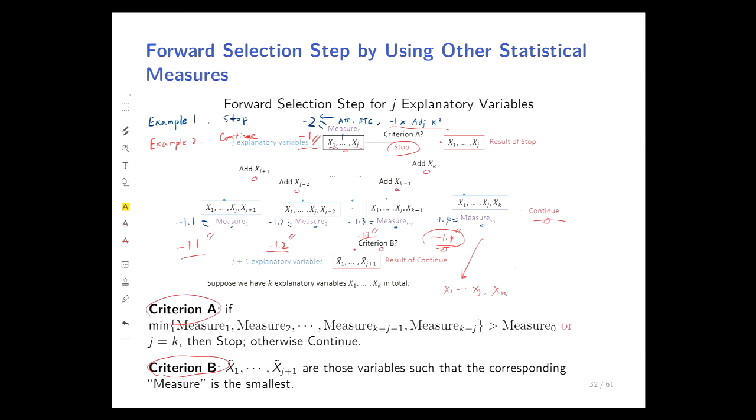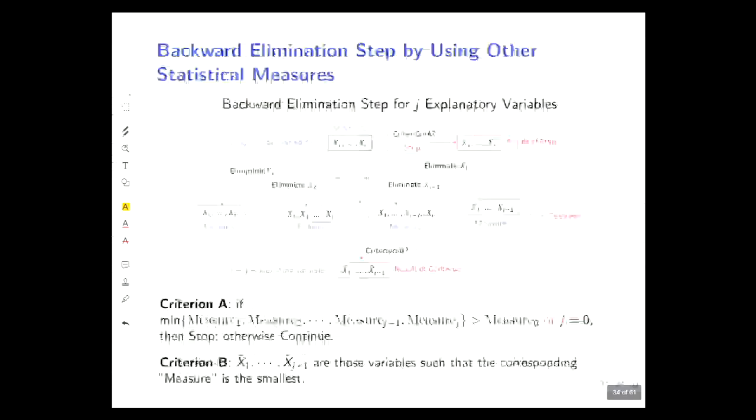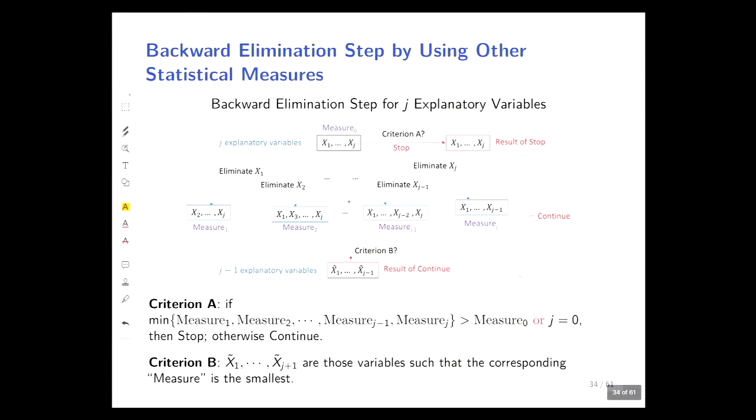of J explanatory variables. So symmetrically, let's just look at the backward elimination step. You will find a lot of similarity between these two. For the backward elimination step, you can consider it as the opposite procedure of the forward selection step. What we need to do here is that we have J variables, and we want to determine two questions. The first one is whether or not we should eliminate one variable among these J variables. And the second question is, if we determine to eliminate, which variable we should eliminate.